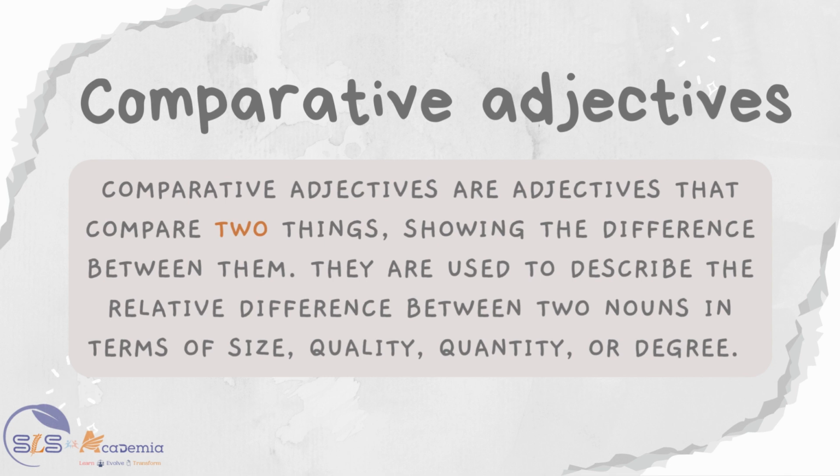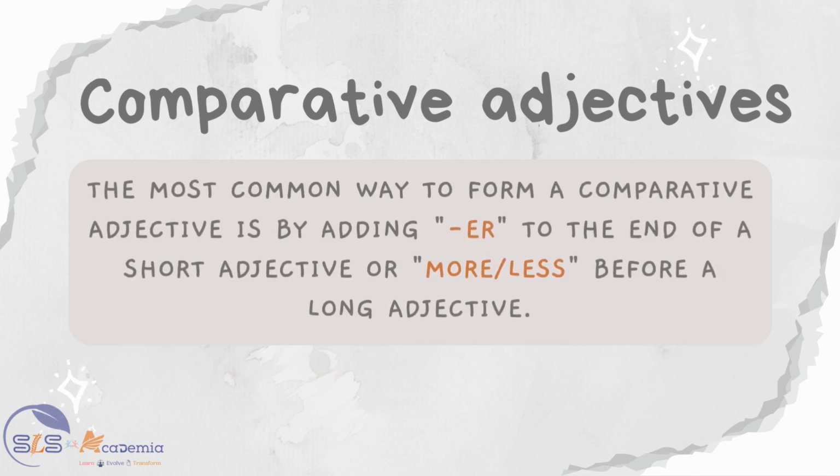Comparative adjectives are adjectives that compare two things, showing the difference between them. They are used to describe the relative difference between two nouns in terms of size, quality, quantity, or degree. The most common way to form a comparative adjective is by adding er to the end of a short adjective or more before a long adjective.